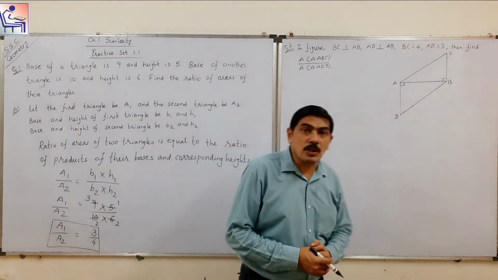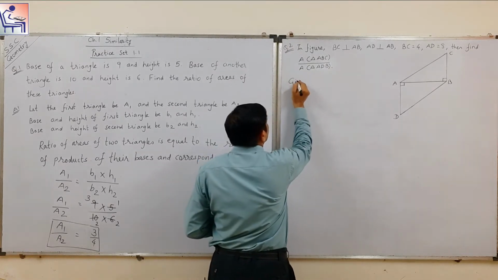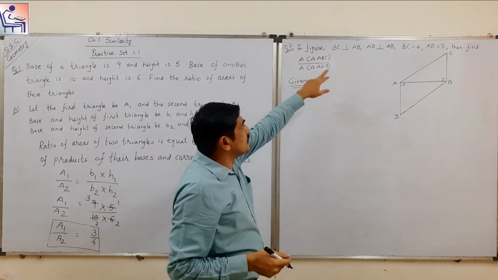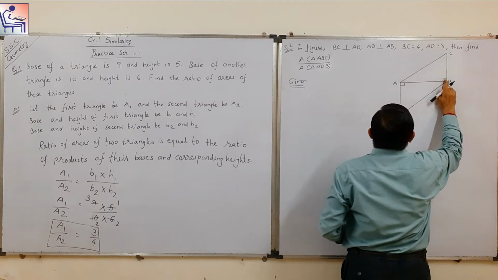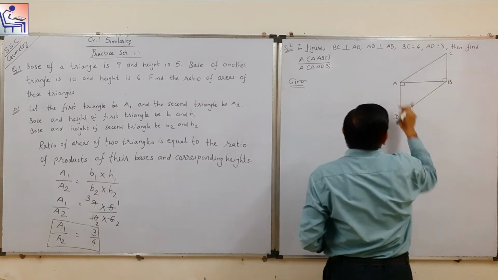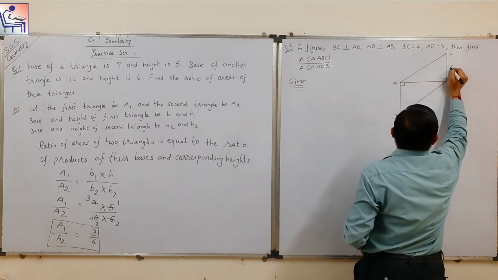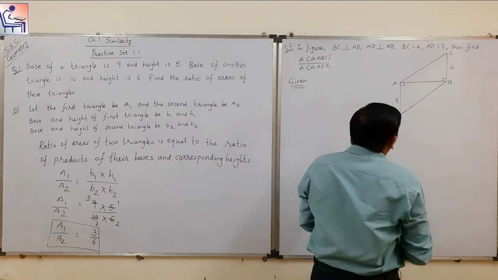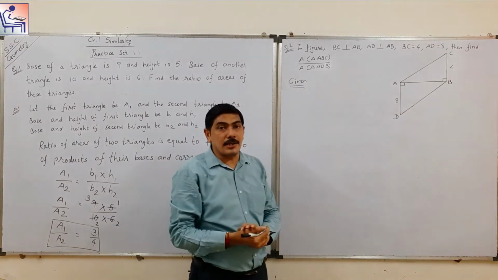Now we will move towards the second sum. What is given? In the figure, BC is perpendicular to AB. Here you can see the 90-degree angle. And AD is perpendicular to AB. BC is equal to 4, AD is equal to 8. Then find the area of triangle ABC upon area of triangle ADB.